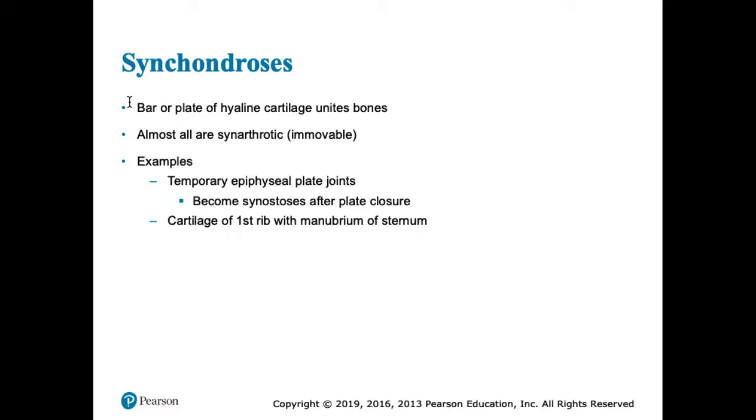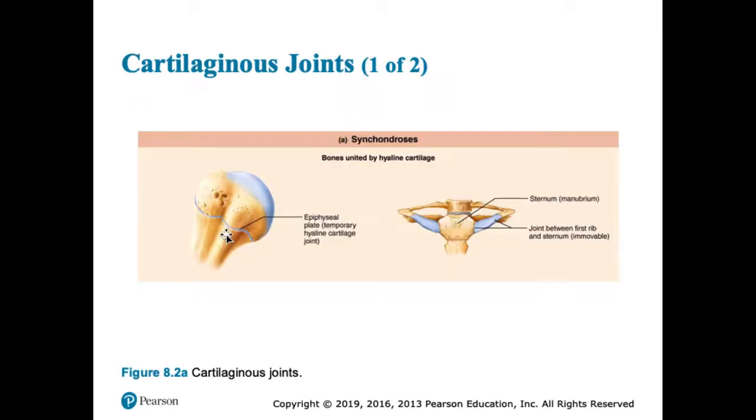Most are immovable. Some examples are the temporary epiphyseal plate joints, but after closure, they become this synchondrosis, because they will grow and fuse those joints together. The cartilage of the first rib and the manubrium of the sternum is another example of that.